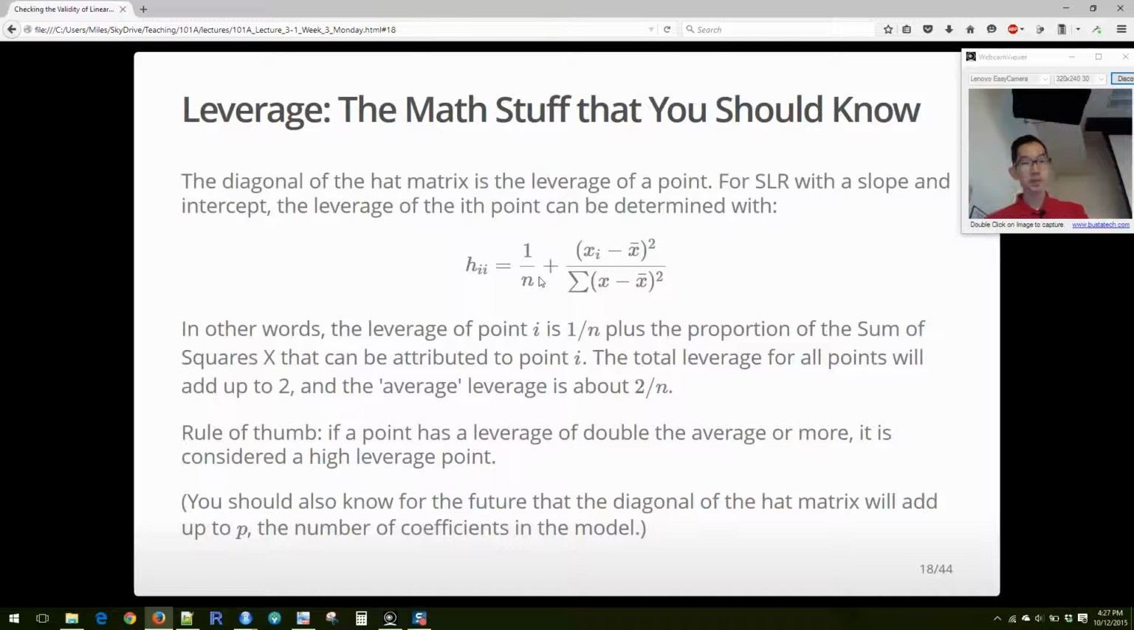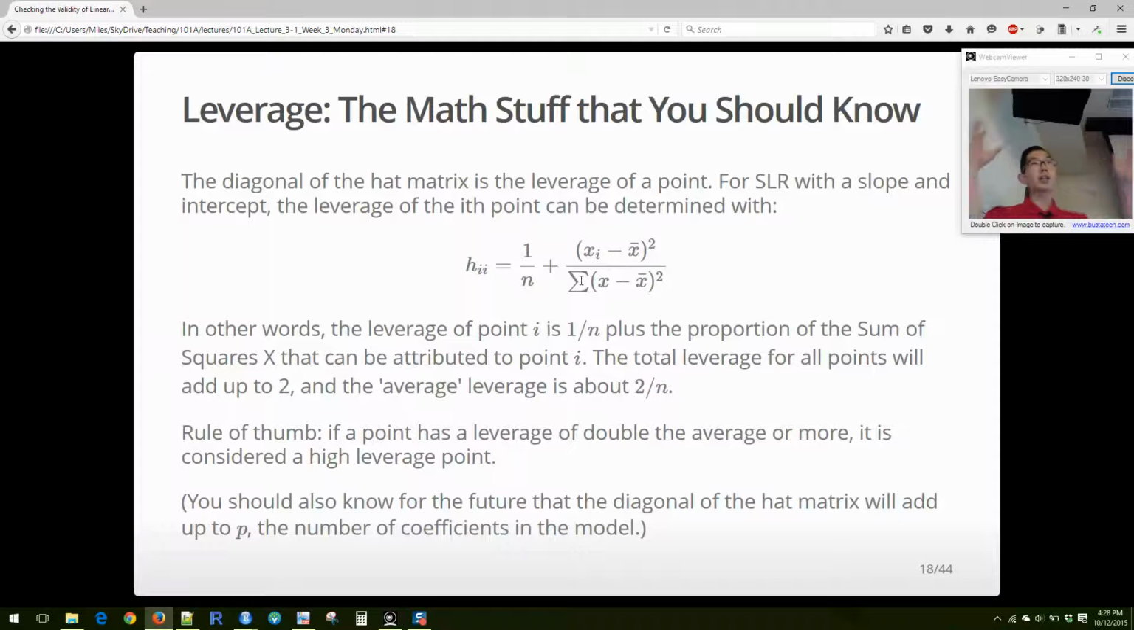And over here, just imagine calculating the variance of x. You do x minus x bar, and you add those up for all of the x values. Basically, it just says how much this particular point i is contributing to this total. Can you guys see that? So it just says how much this point is contributing to this total sum of squares x.